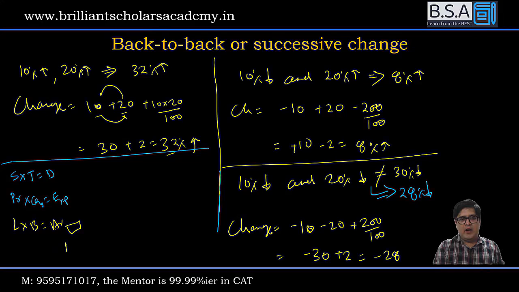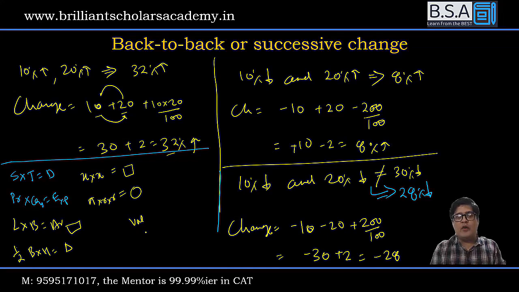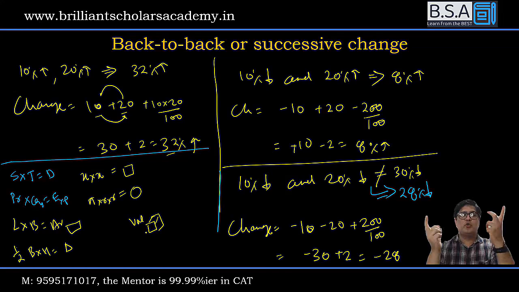What is area of a triangle? Half base into height. What is area of a square here? That is side multiplied by side. What is area of a circle? Pi into r into r. Let me go further. What is the volume formula? Volume formula for a cuboid. The room is usually a cuboid. So length into breadth into height.